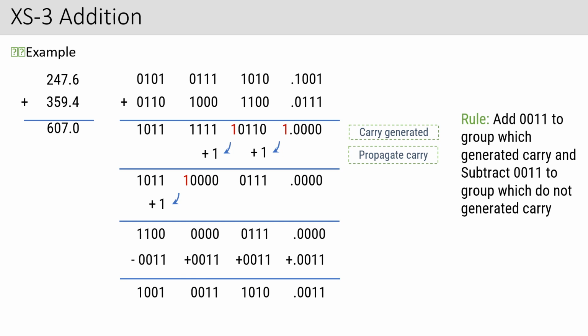So 0 1 1, 0 1 0 1 1, 0 1 0, and 1 0 0, and 1 0 1. I'm subtracting it, that is the reason I'm writing it like this. So it is 1 0 0 1. So this is the excess-3 addition.